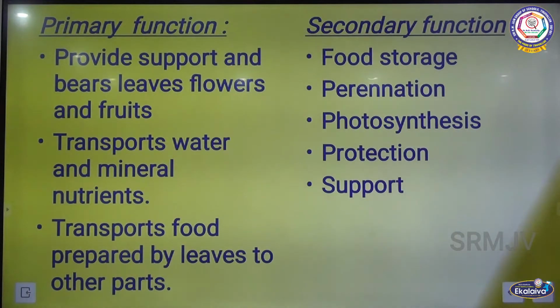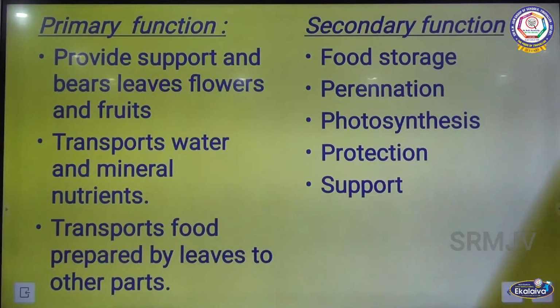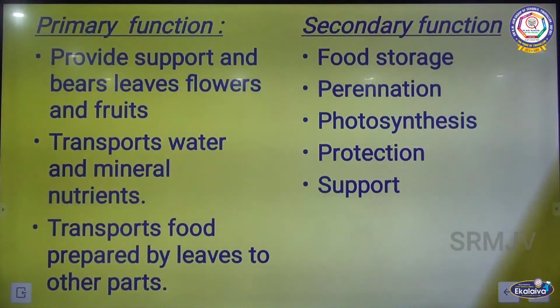But sometimes, other than the primary function, the stem changes its form, that is the structure and function, and such functions are called secondary functions, and they attain modification. The modification will help in storing the food material, and it also helps in perennation, it helps in photosynthesis, and it protects and it supports.